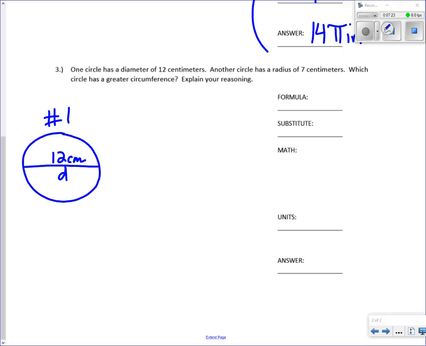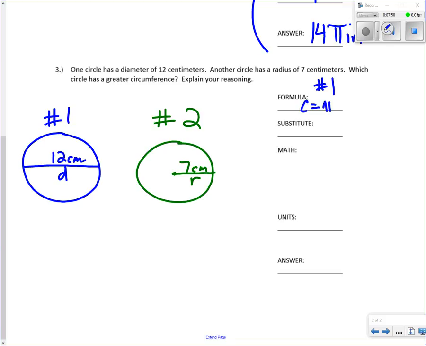So I'm going to use the diameter formula. And then my second circle has a radius of 7 centimeters. So they gave us R. On that one, I will use my formula with radius. So I'm going to come over here and show my work, and I'm going to start with number 1. I'm going to color coordinate it and show all my work so you can see it for both. Like I said, they gave us diameter, so we're going to use the formula with diameter. Circumference equals pi times diameter.